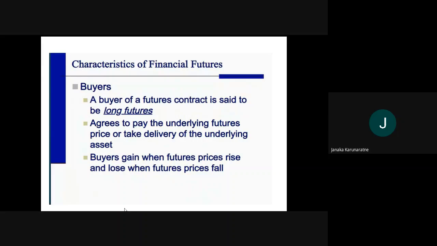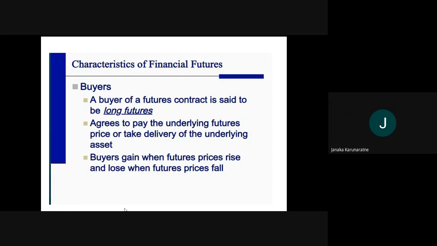So let's look in a little bit of detail to understand the fundamentals of these contracts. Who is a buyer? A buyer of a futures contract is said to be long futures. When you talk about the derivative markets, there are two parties. It's a commitment between a buyer and seller. Whoever is the buying party, we say long futures.